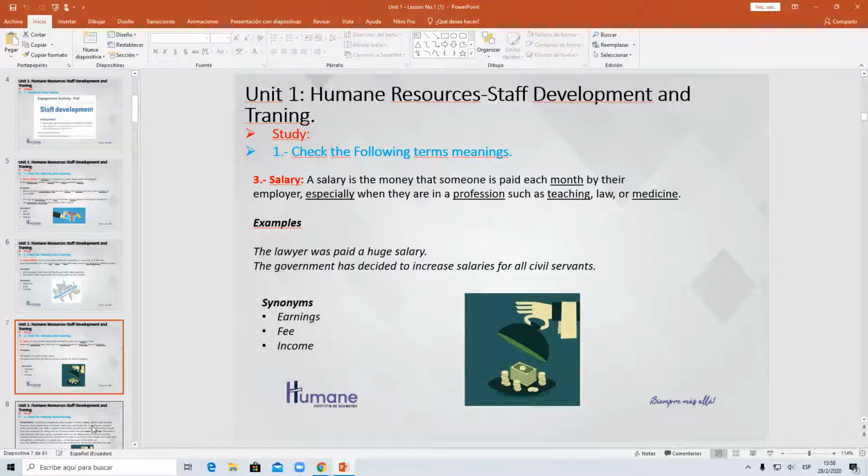Then we have salary. A salary is the money that someone is paid each month by their employer, especially when you're in a profession such as teaching, law, or medicine. Examples of sentences could be: the lawyer was paid a huge salary, and the government has decided to increase the salary for all of the civil servants. Synonyms for salary could be earnings, fee, or income.